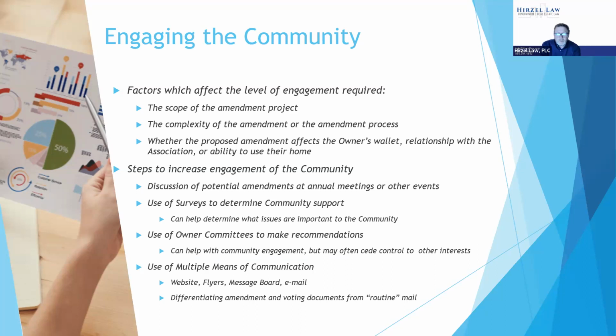And then on a more practical level, the more means of communication to the community, the more opportunity people will have to see what's happening and to recognize the significance of the amendment project and fully evaluate it. It may not pass, but at least people would understand what's happening and be given a fair shot. The use of an association website, distributed flyers, message board, even email, or differentiating formal mail or first-class mail from routine mail, all can be effective ways to try to highlight the change to the community.